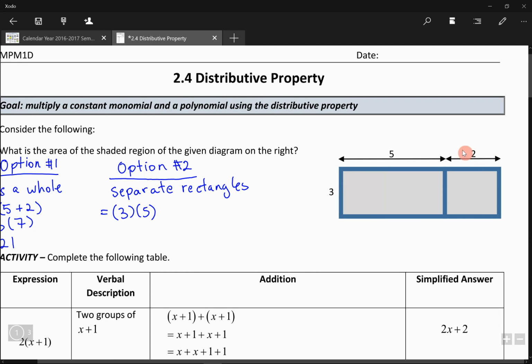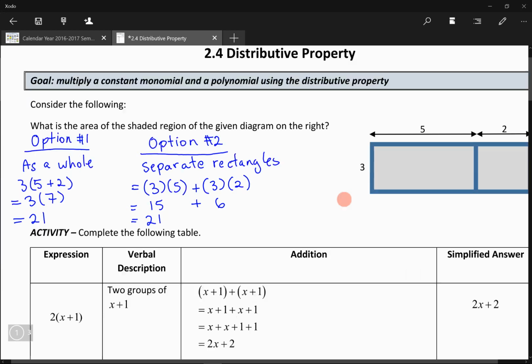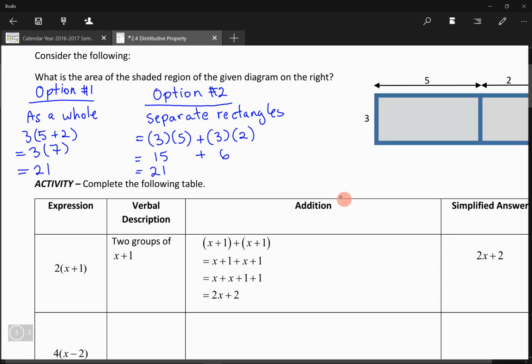The second rectangle has one dimension here of 2, and again, it shares that same dimension over here of 3. So 3 times 5 plus 3 times 2. And that equals 15 for the first term, plus 6 for the second term. My answer is 21. What do we notice? Well, it turns out that both answers are the same, but we approached it in two different ways.